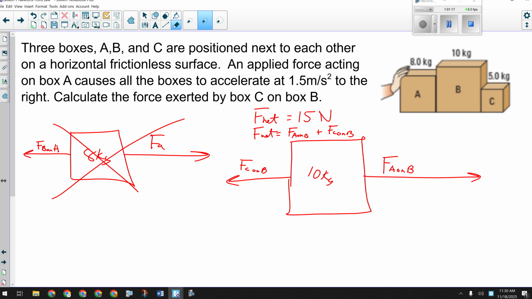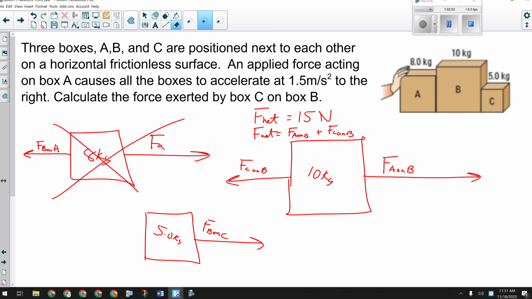using this box. Is there one more box in this system? C. C is at the end of the system, right? So it's a 5 kilogram box. What's this force? 1.5 meters per second squared. That's an acceleration. What would I call this force? What's pushing box C that way? This is a frictionless surface. There's nothing in front of box C. Are there any forces acting backwards on it? No.